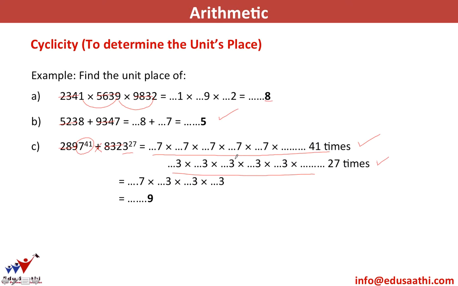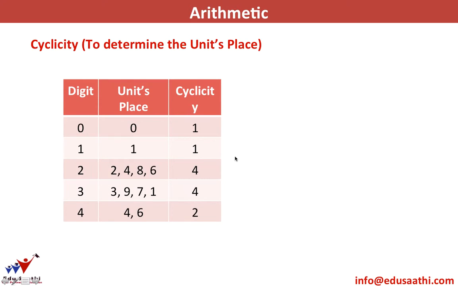So here the concept of cyclicity comes into the picture. What is that concept? Let's study it. If the units place is 0, raised to power anything, it will always end up in 0. That means it has a cyclicity of 1. If the unit place is 1, raised to power anything or multiplied any number of times, the unit place will still remain 1. That means it has a cyclicity of 1. There's no particular pattern formed; the only pattern is 1. So 1 raised to power anything ends up in 1, and 0 raised to power anything ends up in 0.